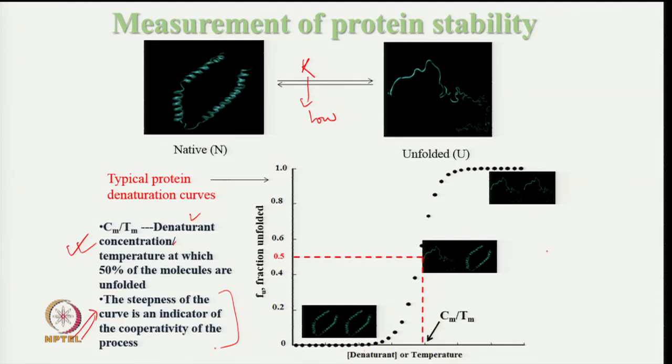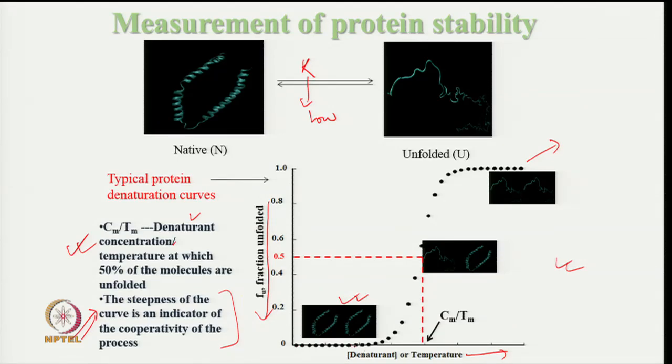I will explain with this profile. This is the denaturation profile of a protein. What we are plotting is the fraction of unfolded form versus denaturant concentration or temperature. If denaturant concentration or temperature is low, the protein is in native form, and when it is high, the protein is in unfolded form. So, the fraction of unfolded form will increase with the increase in denaturant concentration or temperature.